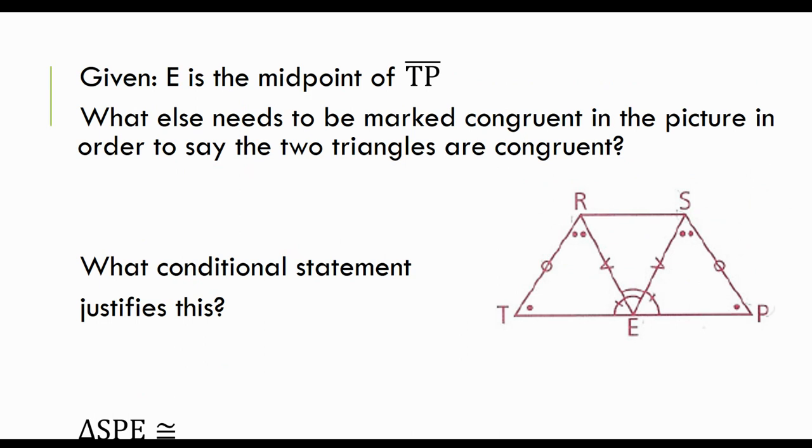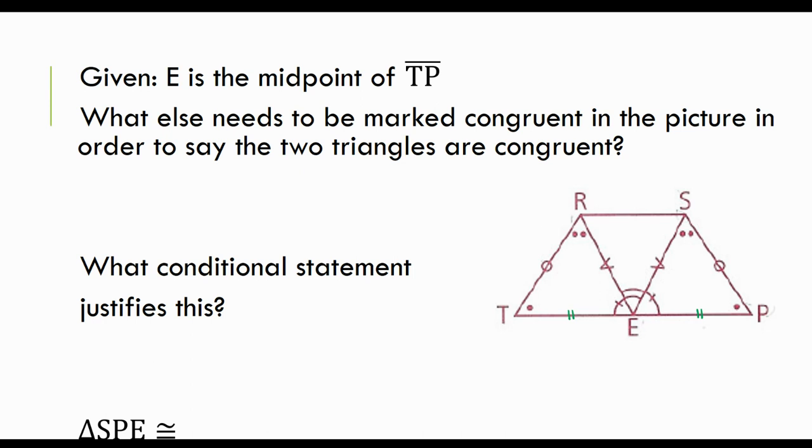All right, in this one it says, we are given that point E is the midpoint of the segment TP. So we know what the word midpoint is. We've been talking about it since chapter 1. If E is the midpoint, it's going to divide that segment into two congruent segments. So I'm going to mark it with 2 tick marks. So that means that the segments TE and PE are congruent.